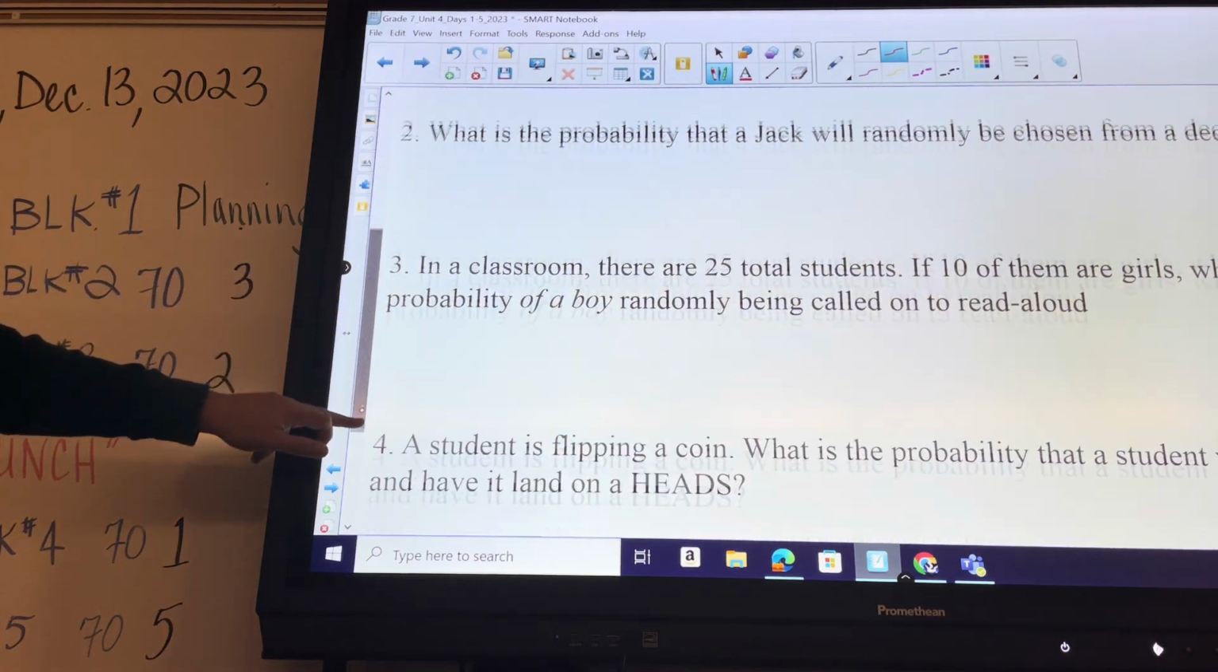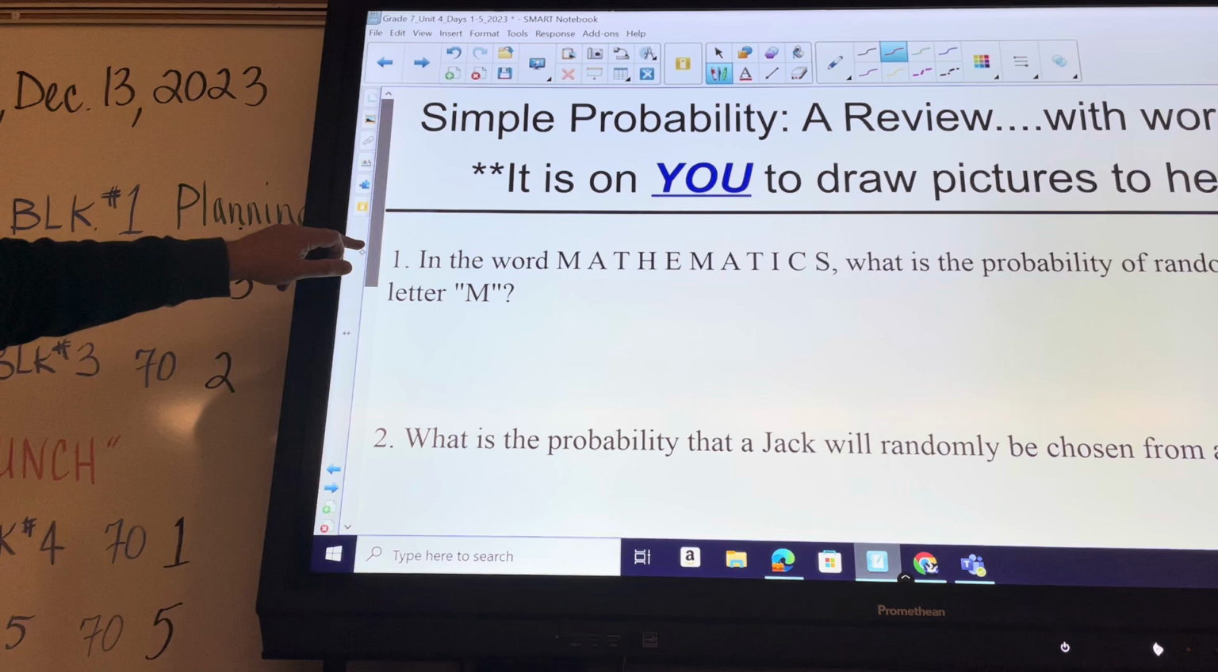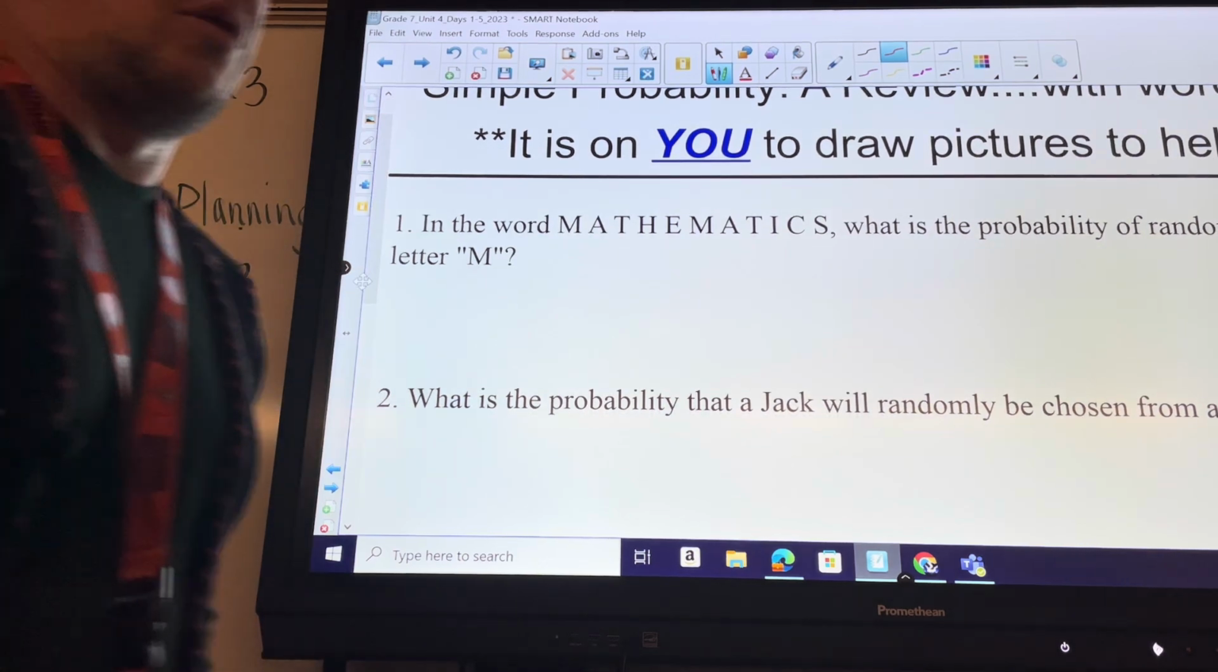Simple probability with words. So there are 5 problems on your sheet. Go ahead and pause it now and work them out.